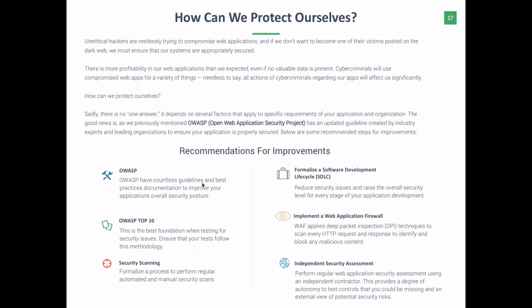And the second one is, as we mentioned before, the OWASP Top 10. Now that you have the foundation of what are the risks that hackers use the most, you need to ensure that your application is covered against those risks.